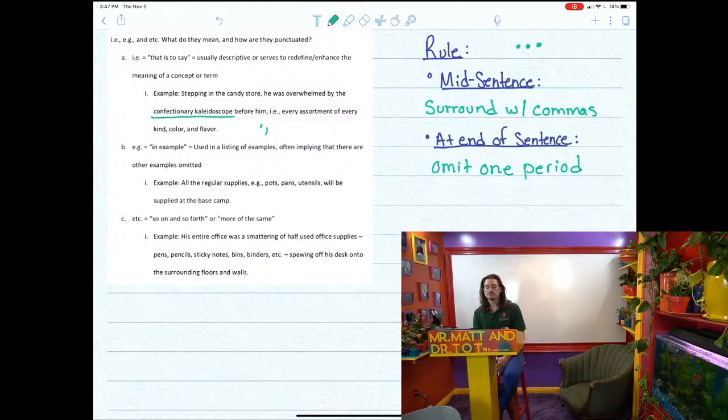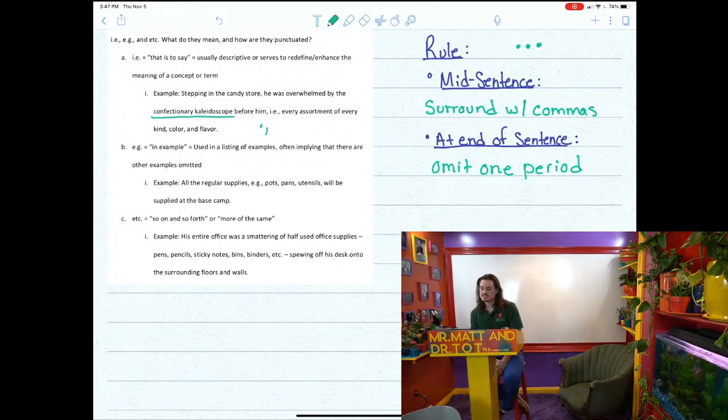Etc. So etc. means so on and so forth, or more of the same. So it's a way of verbally gesturing at the fact that it's kind of like waving your hand on and on. So it's a way of saying that you can use the listing to establish the pattern or recognize the pattern that's being presented and think of your own examples yourself or imagine that there are many more. That's basically the gist of etc.